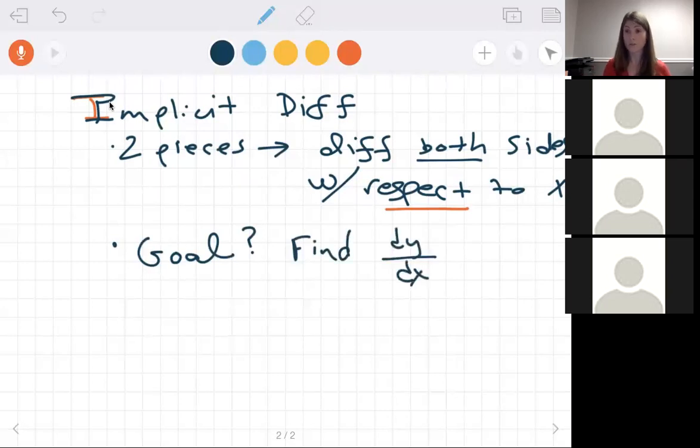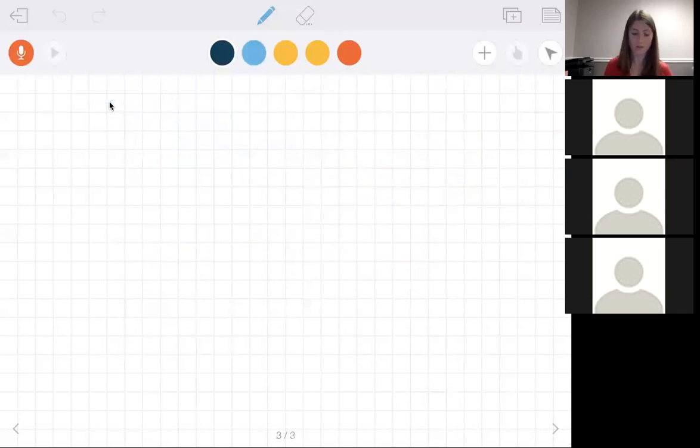So the goal is still to find the derivative of our y's with respect to x. Think about this as still dy dx representing our instantaneous slope. All of this is a little bit abstract. Let's go through our first example, and then I'll give you guys a couple minutes to ask questions. Let's go ahead and return back to the circle.